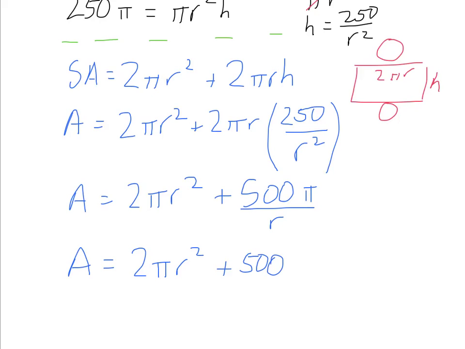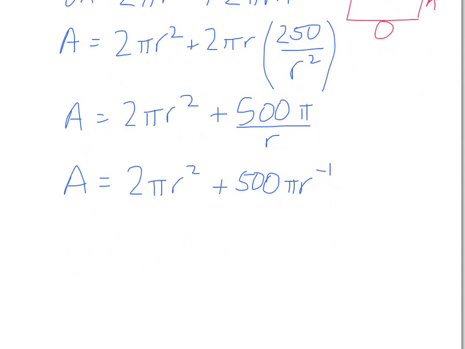Now, this is the difficult step, is to find out what the value of r is. We need to find out where the change in the area is going to be equal to 0. So to do that, we need to differentiate this equation and then set that equal to 0.